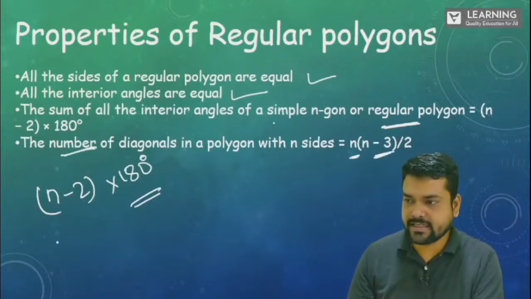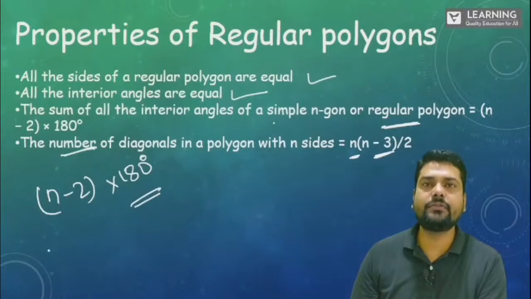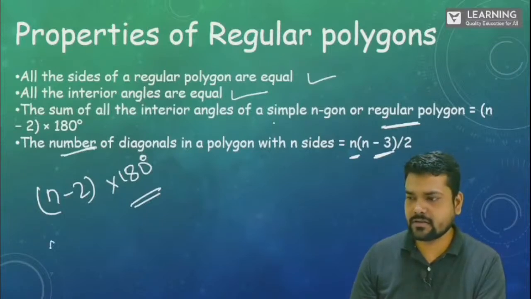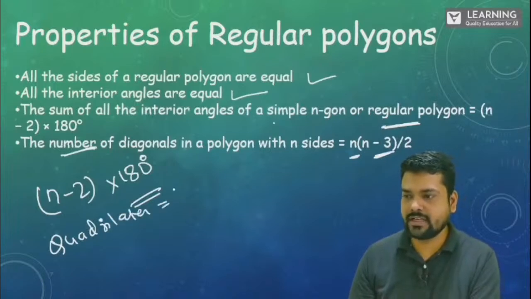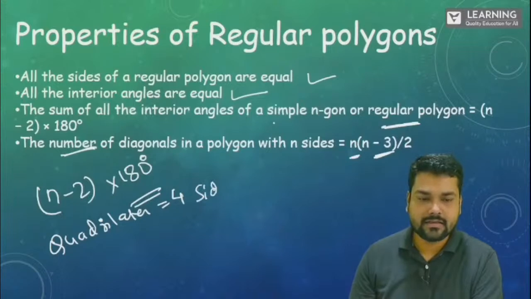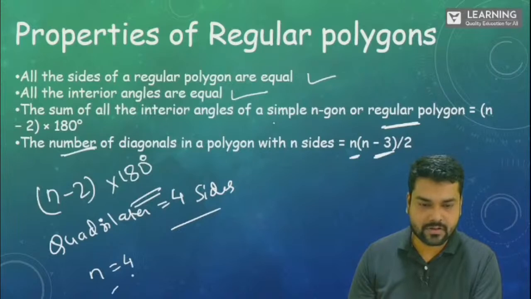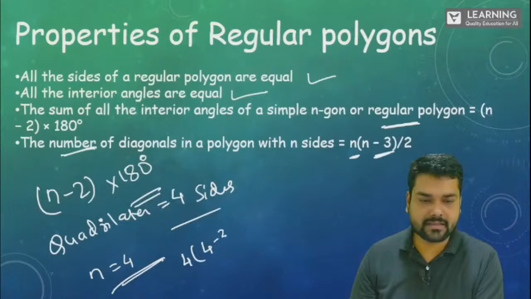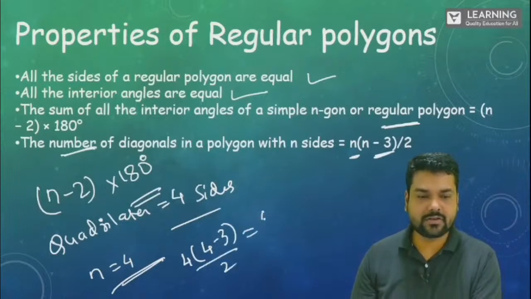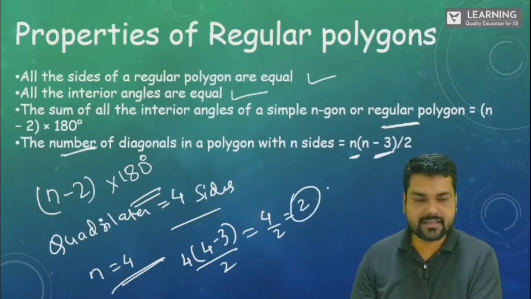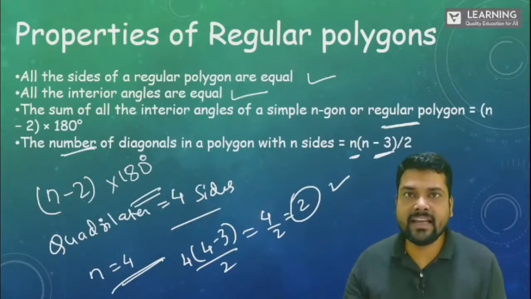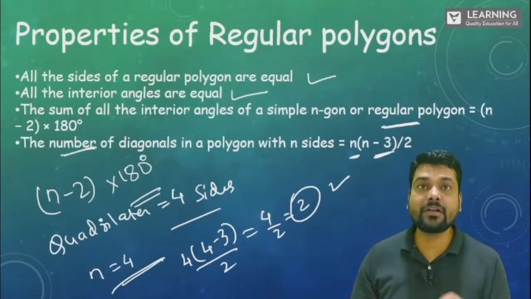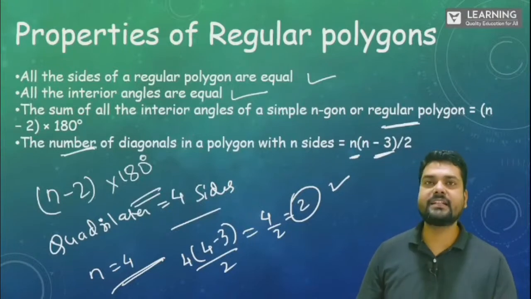Let's take an example of a quadrilateral. We know that a quadrilateral has 4 sides. That is the reason why we can use n as 4. Now using the formula for number of diagonals, it will be 4 into (4 minus 3) divided by 2. So that is going to be 4 by 2, that is equal to 2, and that is the correct one. So like this you can find the number of diagonals of a polygon. Okay, let's move to the next part.